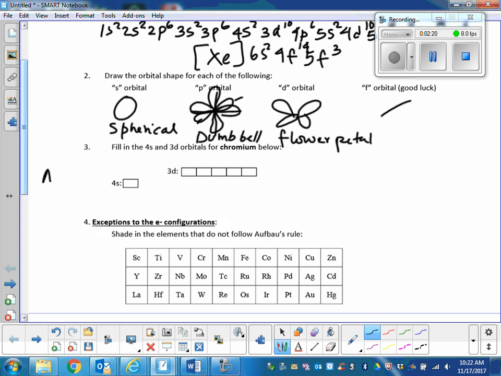Kids would think that if I were to write the noble gas configuration of chromium, it is argon 4s2 3d4. Is that correct? But it is an exception.